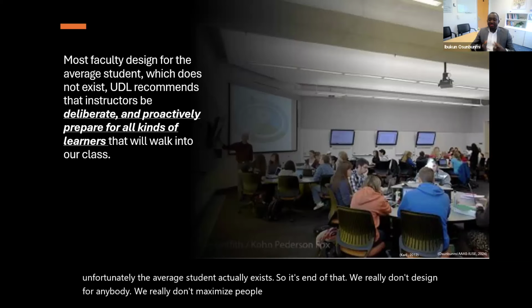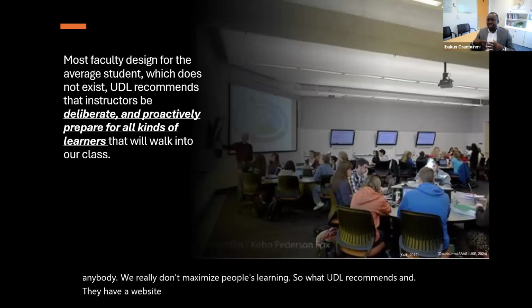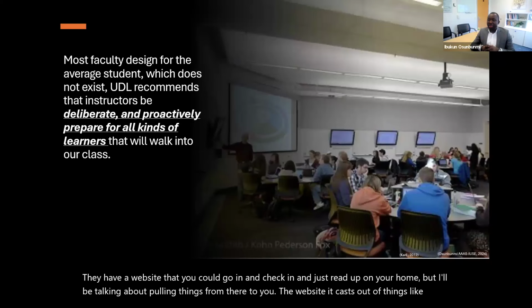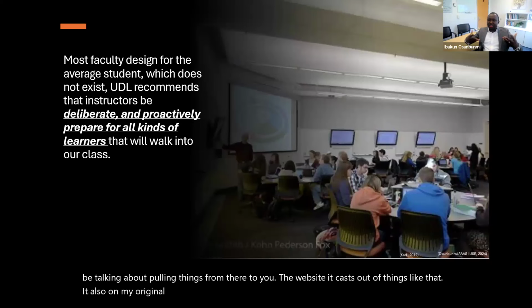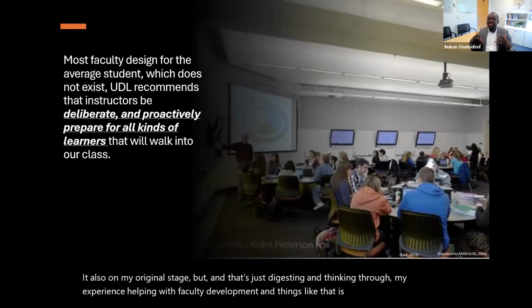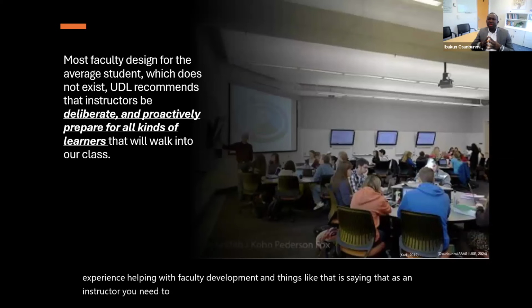So what UDL recommends, and they have a website that you could go in and check and just read up on your own. But I'll be talking and I'll pull in things from there. The UDL website is cast.org, things like that. It's also on my research page. But I'm just digesting and thinking through my experience helping with faculty development. It says that as an instructor, you need to step back a little and really think about what kind of students will come to my classroom.